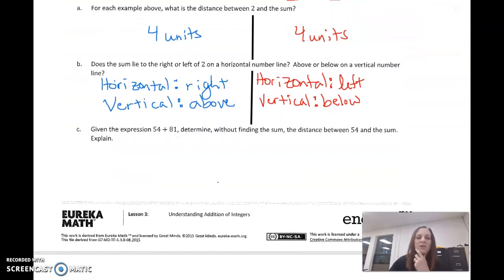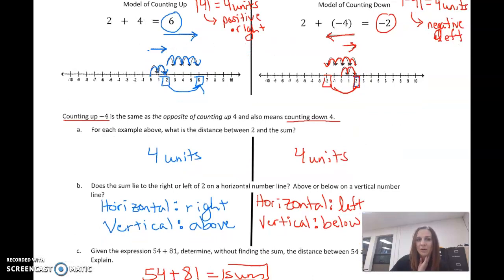So it says, given the expression 54 plus 81, determine without finding the sum. So without finding the answer. Okay, we don't need to find this. The distance between 54 and the sum. How far apart are 54 and the answer? Well, how far apart were 2 and 6? How far apart are 2 and negative 2?